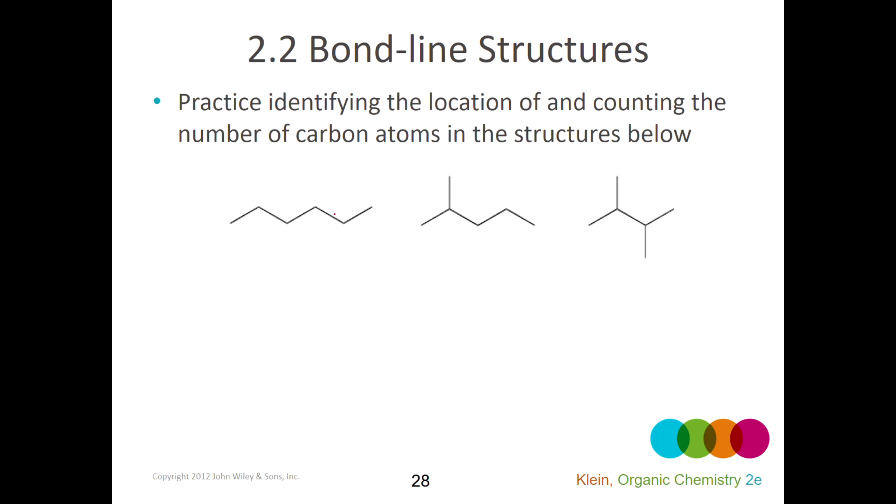Alright, so sometimes you might have some carbons coming off as a branch point. Right, so the same rules still apply. There's a carbon wherever a line ends. And there's a carbon wherever two lines intersect or wherever there's a bend.